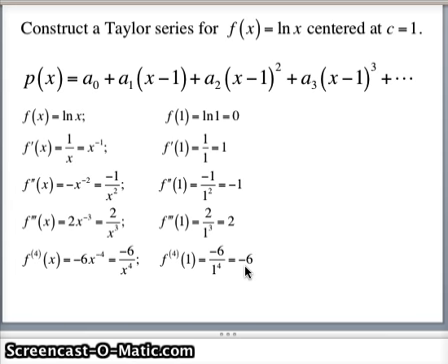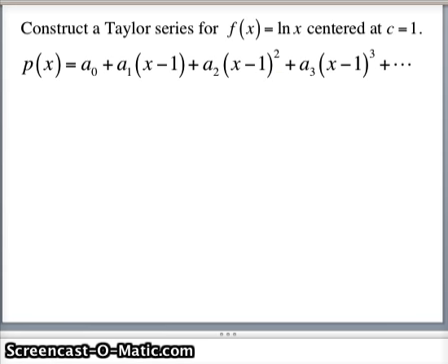Now let's remind ourselves of our goal. Our function was f of x. We want the function and the polynomial to agree at all of the derivatives at 1. That's our goal. So I will need to take the derivatives of p of x and look to see what's happening at 1 as well as we do that.